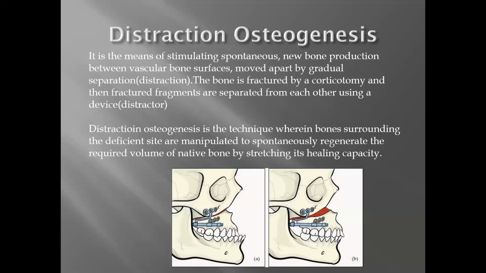So coming to the SAQ of distraction osteogenesis, it is the means of stimulating spontaneous new bone production between vascular bone surfaces moved apart by gradual separation, that is distraction. The bone is fractured by a corticotomy and then the fractured segments are separated from each other using a device which is called a distractor. The biology of distraction osteogenesis is a technique wherein bones surrounding the deficient site are manipulated to spontaneously regenerate the required volume of native bone by stretching its healing capacity.